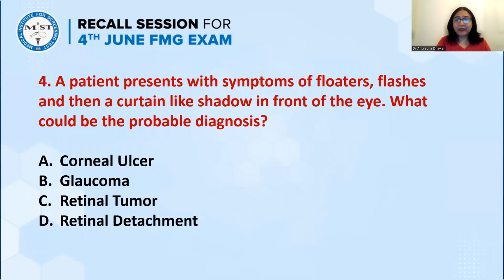Moving on to the next question. The next question was again a good case scenario. Let's see what was the question. A patient presents with a symptom of floaters, flashes, and then a curtain-like shadow coming in front of the eye. So in the given case situation, they have given typical symptoms of what, my dear friends? Retinal detachment, rhegmatogenous retinal detachment. So that's what they were asking, what could be the probable diagnosis?